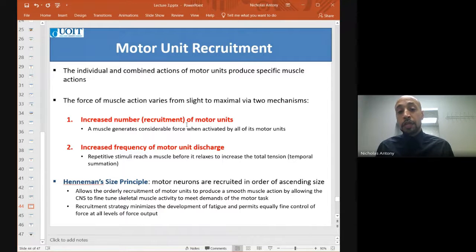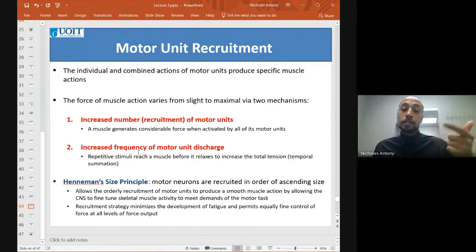So that's called increasing the number of motor units to increase the force of a muscle. The other way to do it is increasing the frequency of motor unit discharge. This is really important for small muscles that only have a given number of motor units. Think of the dorsal interossei or the muscles responsible for your eyes. They're very, very small, so they only have a small number of muscle fibers and therefore a small number of motor units.